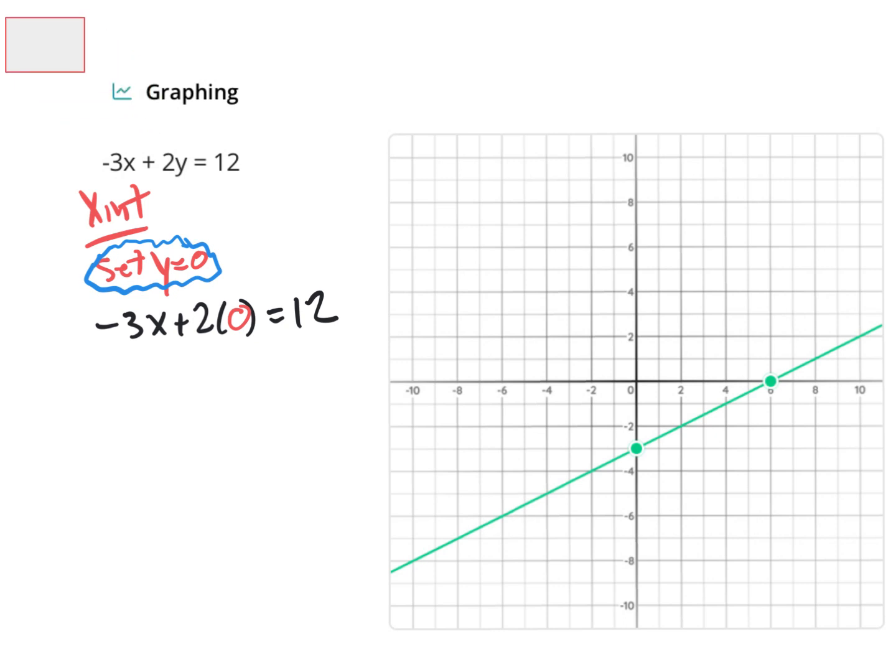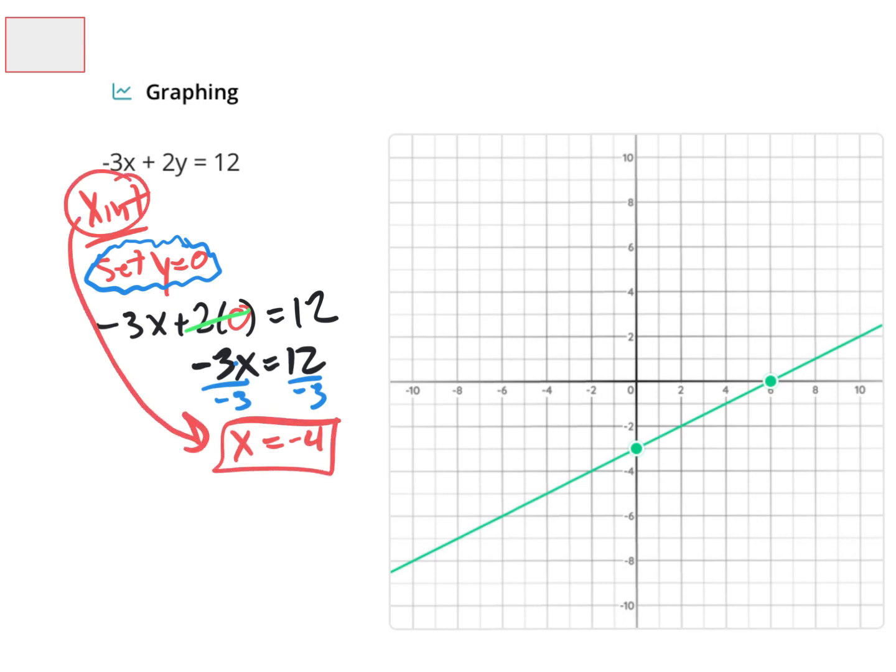Or you could just actually do your work, right? 2 times 0 is 0. Rewrite it. Negative 3x equals 12. How do you get rid of the multiplication of negative 3? You're going to divide by negative 3, divide by negative 3. And you're going to get your x-intercept. X is negative 4. Okay, so this is your x-intercept. That's telling you that it's going to cross the x-axis at negative 4.